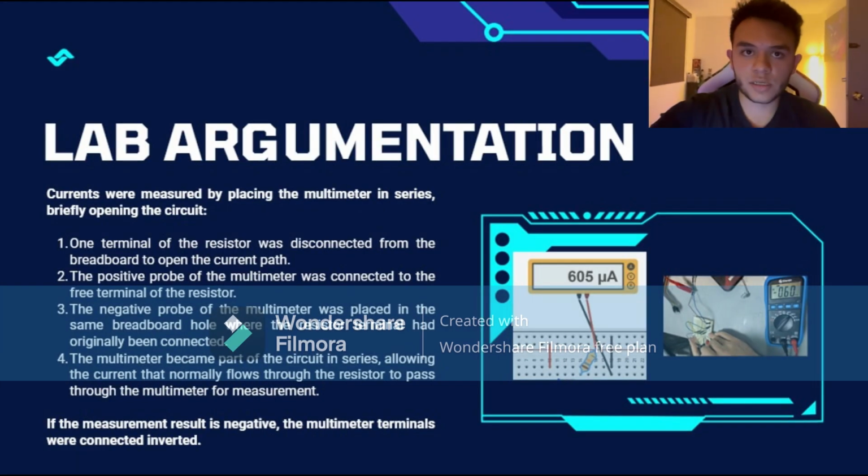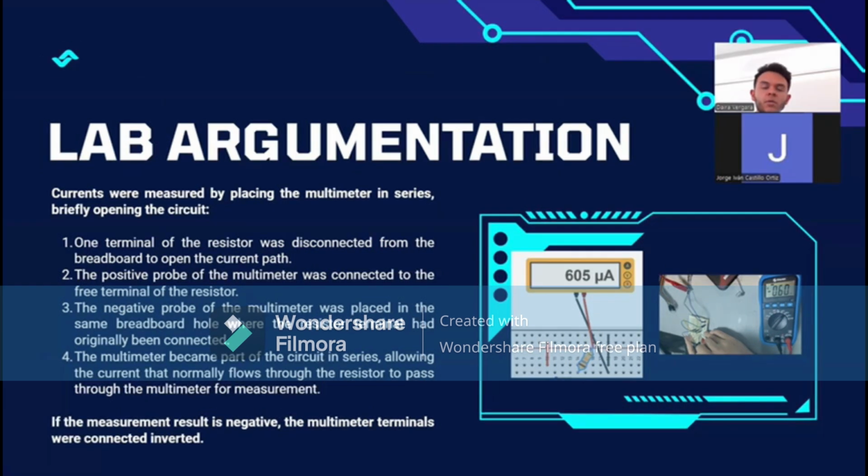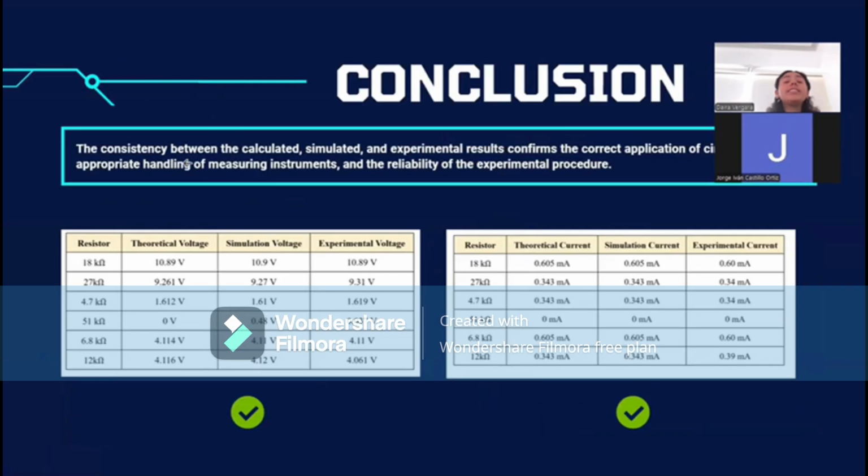Important is that the voltage is measured in parallel and the current in series. This is because if you measure the current in parallel, it is not going to give you the right value. So once we made the conversion of the units, we got that the result was correct. Everything was correct. We can say now that the consistency between the calculated, the simulation, and the experimental results confirms the correct application of the circuit analysis, the appropriate handling of measurement instruments, and the reliability of the experimental procedure. Thank you.